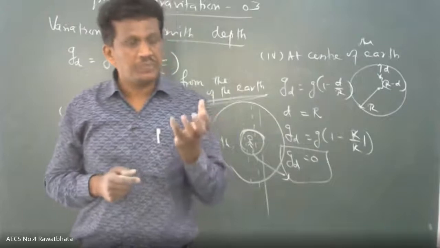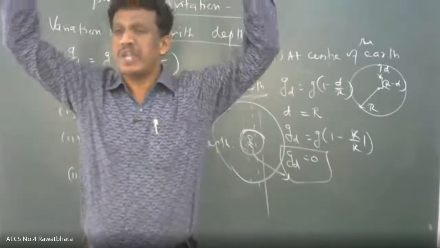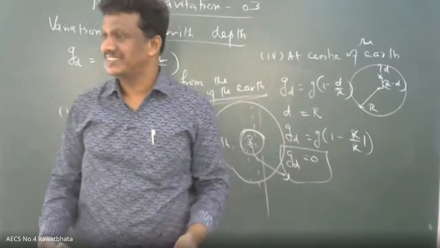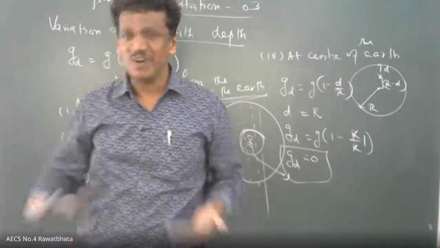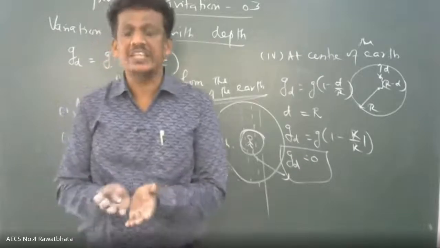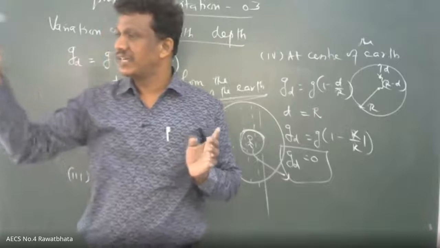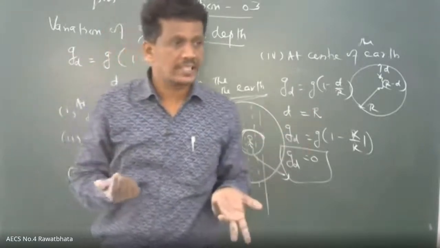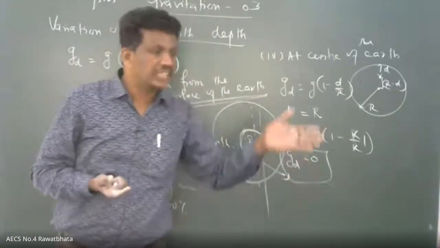So what makes us feel our weight? The reaction. When you fall freely under gravity, you won't feel any reaction. Reaction is nothing but force, no? So you won't feel anything, so it becomes zero. That's why an astronaut in an orbiting satellite feels weightlessness: there is no reaction, so the apparent weight is zero.